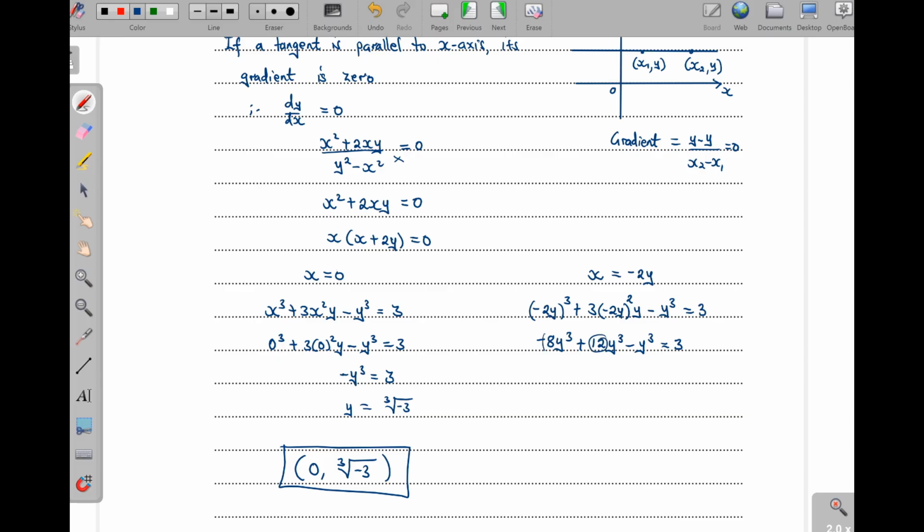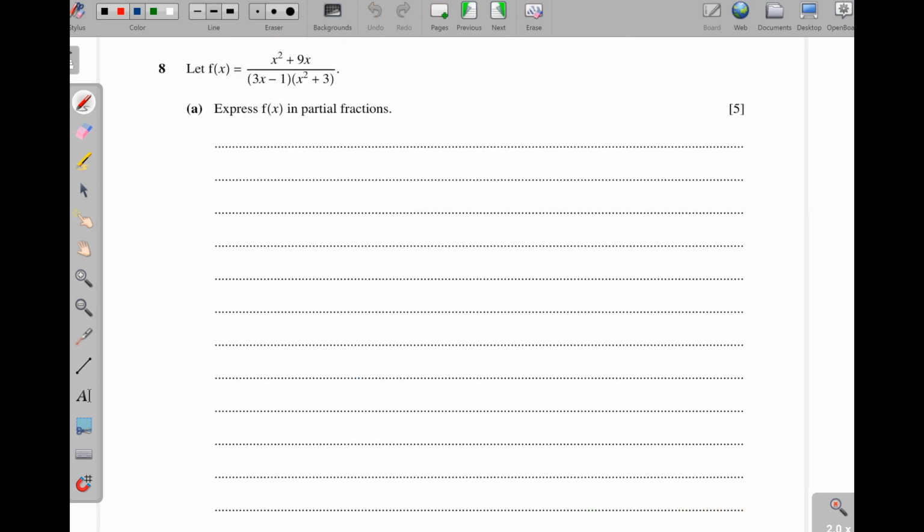So this is 12 minus 9, that one will give us a 3. So you have 3y cubed, which is equal to 3. When you divide all through, then we get y equal to the cube root of 1, which is actually 1. And then the coordinates of that other point will be, of course, our x here shall be equal to negative 2 times this 1 here, which will give us negative 2. And then we shall have negative 2 and 1. And that is that.